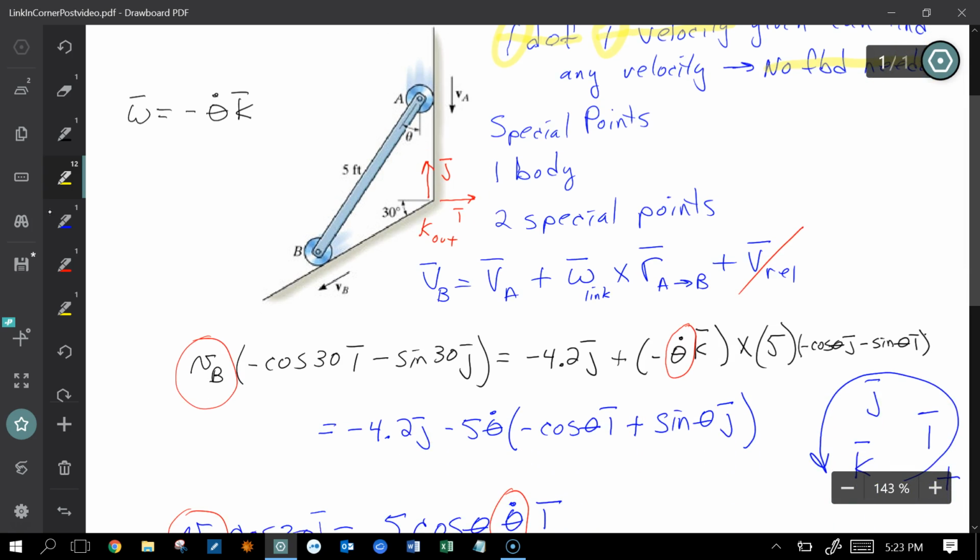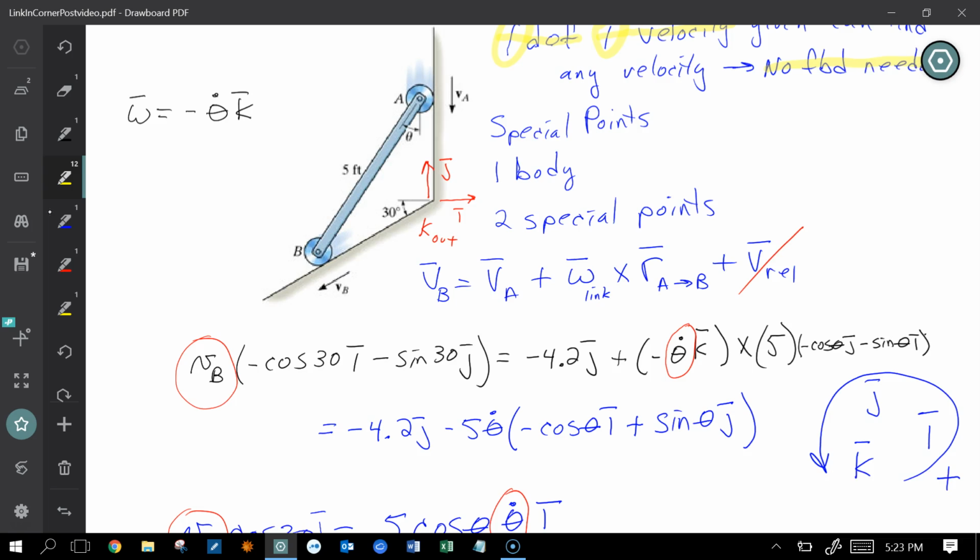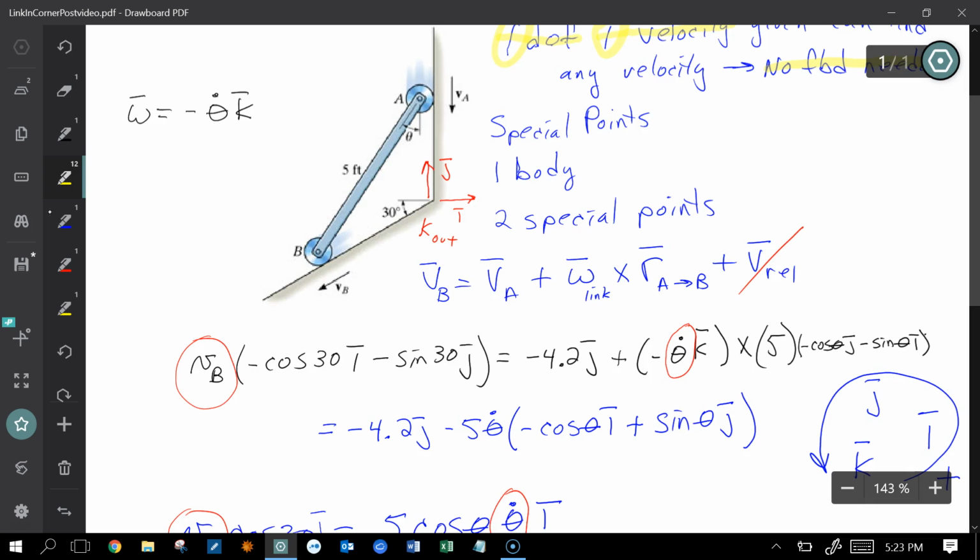Okay, I'm going to use the special points technique. To do the special points, you want to count how many bodies there are, and there's clearly at least one, the link. I am not going to count the rollers because they really are not doing much, because the edge of the link is simply moving up and down at A, and it's moving along this incline at B. So the rollers really aren't doing much, so I'm not going to count them. So I have one body.